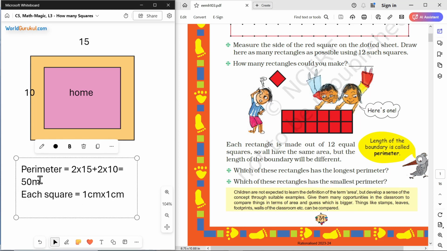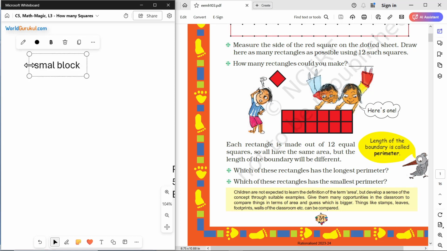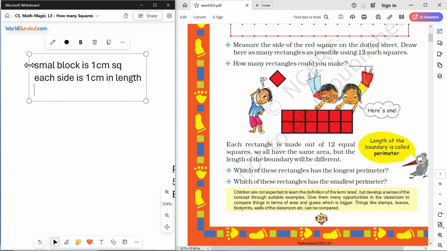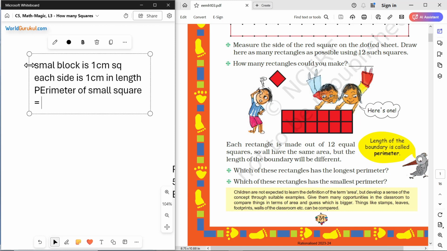So what will be the perimeter of this? A square has 4 sides. Small block is 1 centimeter square. So considering each side is 1 centimeter in length, can you tell what is the perimeter of the small square? A square has 4 sides and each side is 1 centimeter. So it's going to be 1 multiplied by 4 equals 4 centimeters.